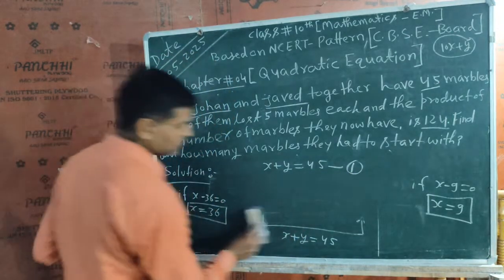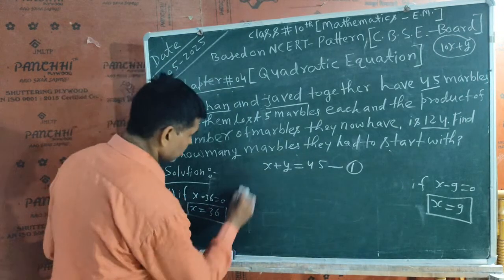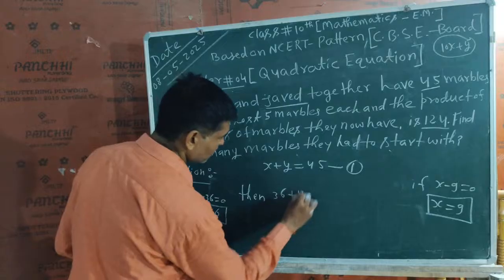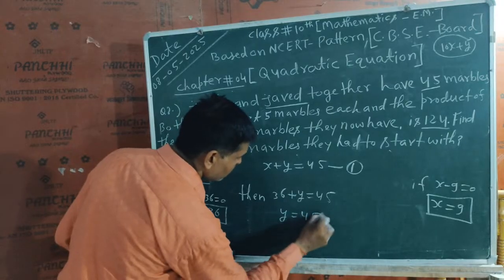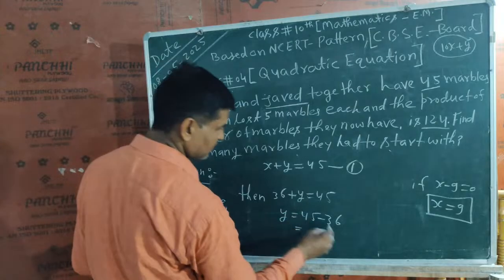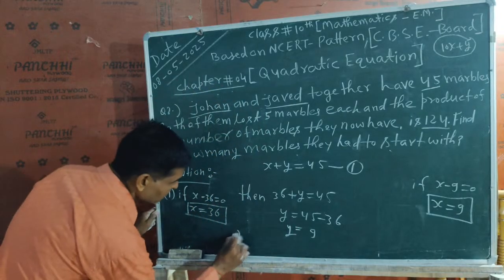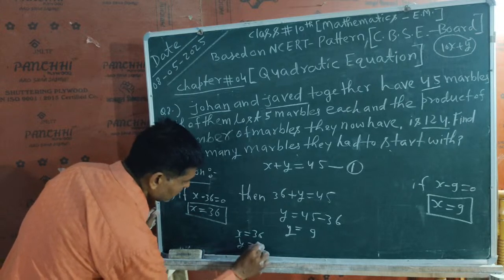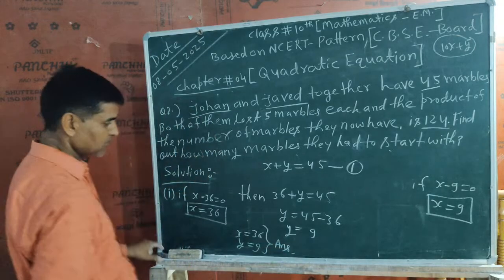Now first case I have to take here, if x is equal to 36, then here I will put the value of x, 36 plus y is equal to 45. Then I will write y is equal to 45 minus 36, so it will be 9. So one set I will say x is equal to 36, then the value of y will be 9. This is one answer. Okay student.